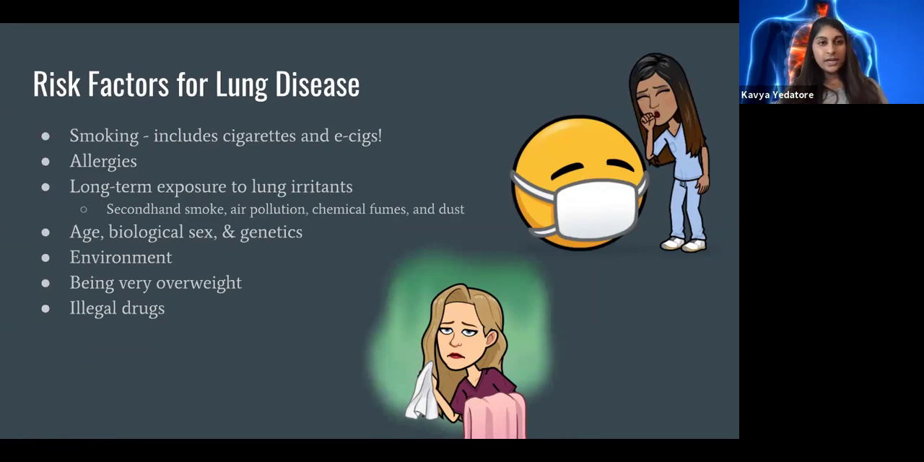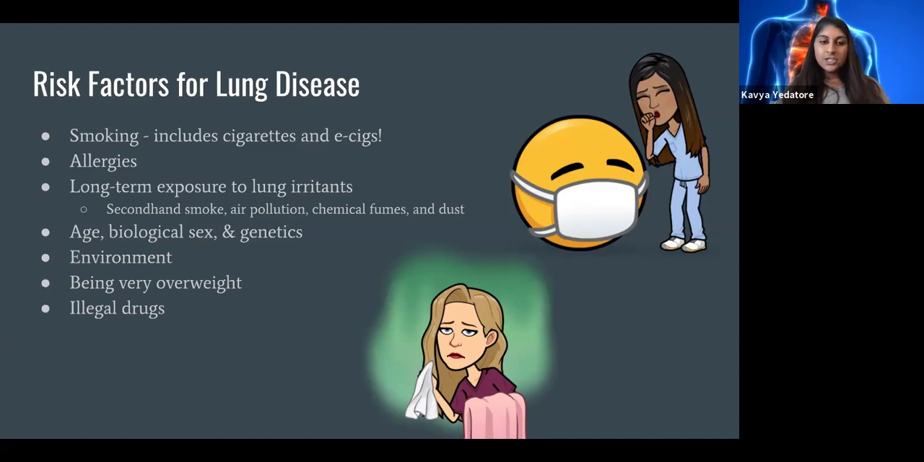Allergies are a big risk factor because sometimes they can make it difficult to breathe, or long-term exposure to lung irritants like secondhand smoke, which we'll talk about in a little bit, air pollution, chemical fumes if you're working in a factory, or just dust outside.